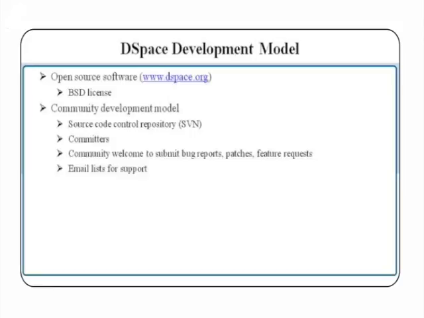DSpace has a community-based development model wherein there is a Subversion, in short SVN, based common source code control repository which has dedicated committers and contributors. This developer community welcomes everyone to submit bug reports, patches, feature requests and other related things. There are a number of active discussion groups and email lists available for DSpace support.